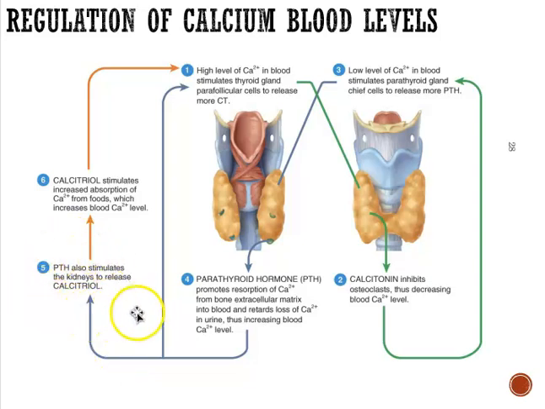It also stimulates the release of calcitriol, right? If you remember this, we talked about this before too. Calcitriol will stimulate the absorption of calcium from food. So all of those things, the breakdown of bone, the reabsorption of calcium from the urinary system, as well as the absorption of calcium from our digestive tract, will increase our blood calcium levels. And again, if they get too high, then calcitonin says, let's store it away in bone. Stop releasing it. We're going to store it away in bone. Then we go back here.